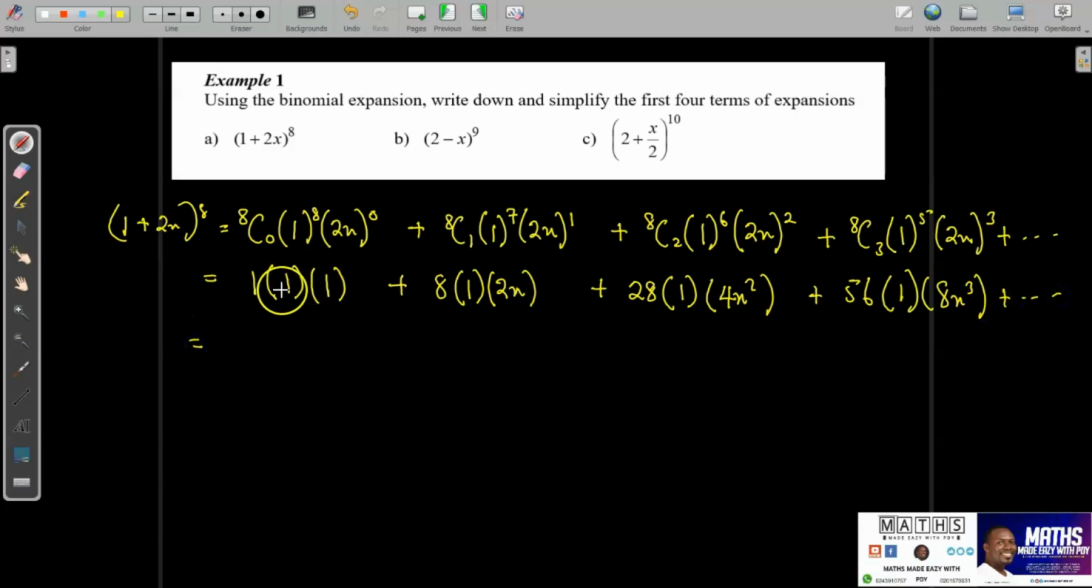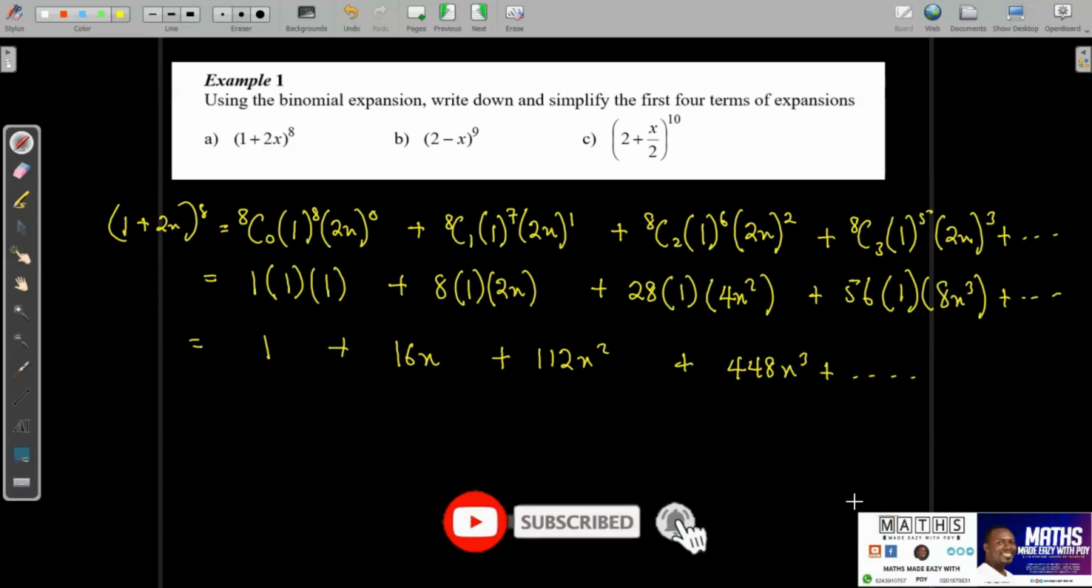8x cubed. So finally, the expansion, the multiplication of all this will give us 1. And that is going to give us what? 16x. And what are we getting over here? 28 times 4? 112x squared. And then what are we getting here? 56 times 8? 448x cubed. So this is how the expansion to the first four terms needs to be. Are you with me?